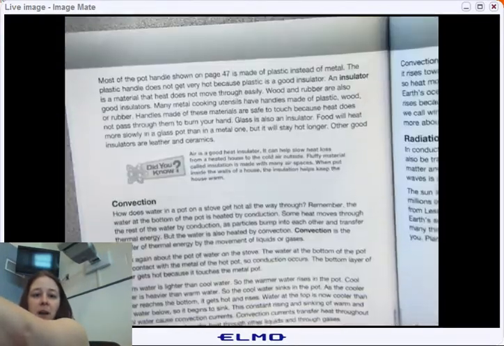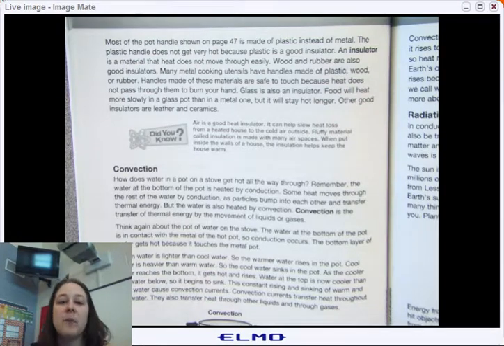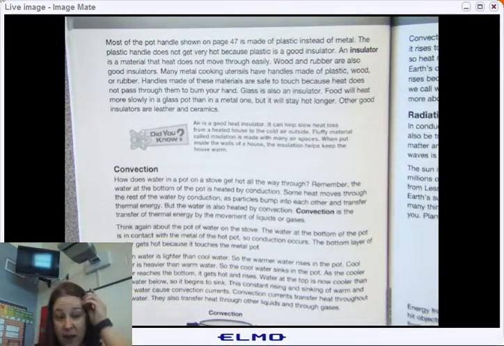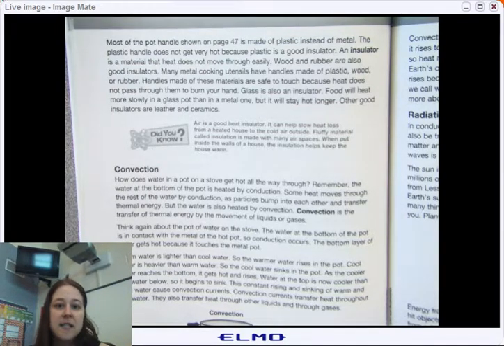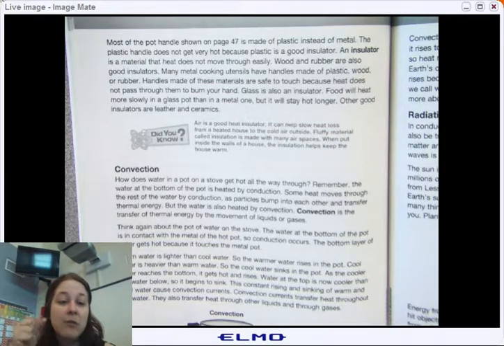Most of the pot showing on page 47 is made of plastic instead of metal. The plastic handle does not get very hot because plastic is a good insulator. An insulator is a material that does not allow heat to move through easily. Wood and rubber are also good insulators. Many metal cooking utensils have handles that are made of plastic, wood, or rubber.